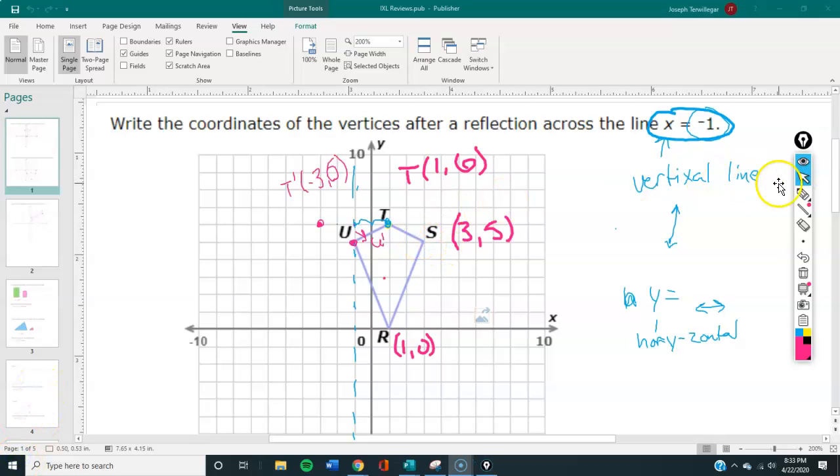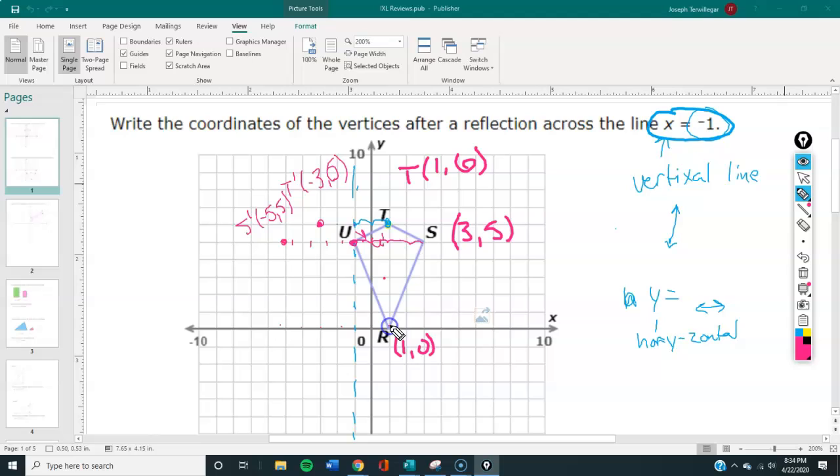All right, now let's look at S. So for S, I'm going to count 1, 2, 3, 4, and I'm going to go over 1, 2, 3, 4, and that's my new S prime. It's now at -5 because I went left, up 1, 2, 3, 4, 5.